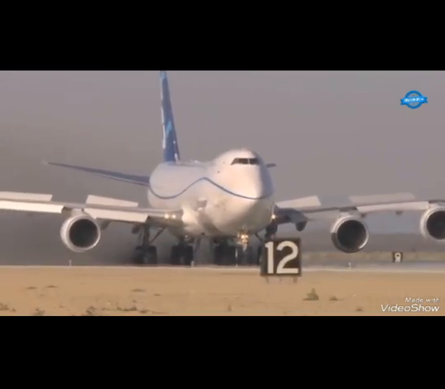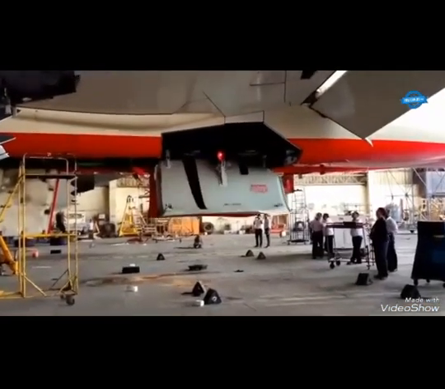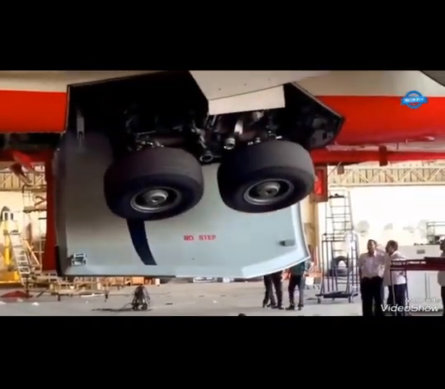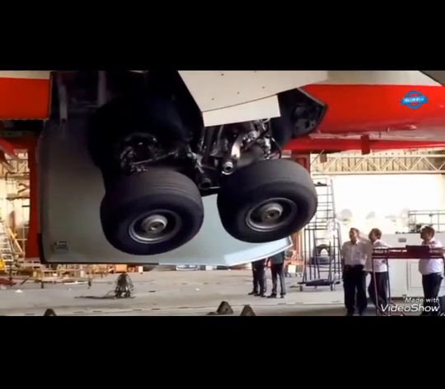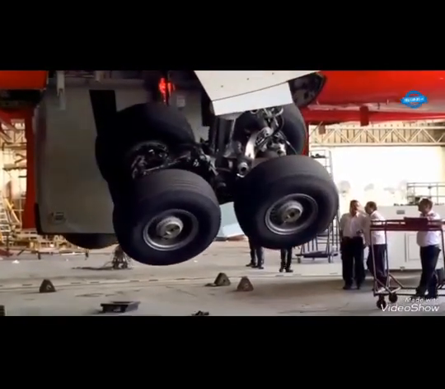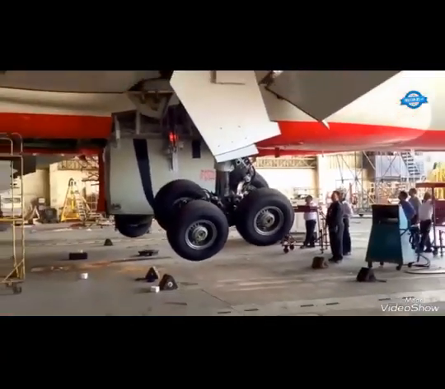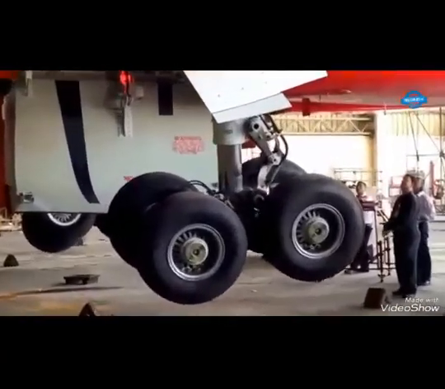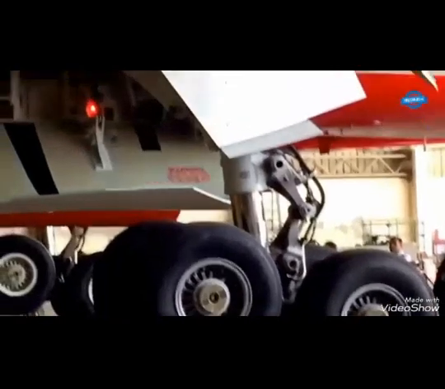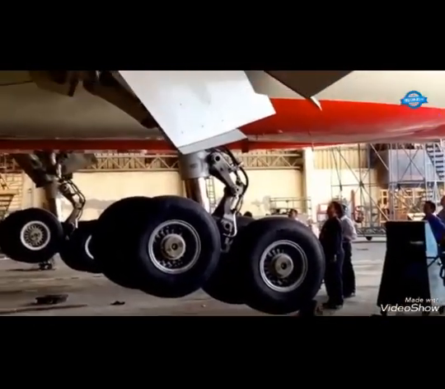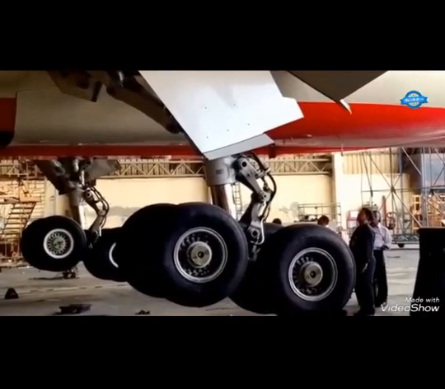The landing gear retraction test is a critical phase in the development and certification process of an aircraft like the Boeing 787 Dreamliner. This test is conducted to ensure that the landing gear system operates smoothly and safely during takeoff and landing procedures. The landing gear is a complex mechanism responsible for supporting the aircraft on the ground, and its proper functioning is vital for the safety of the passengers and crew.